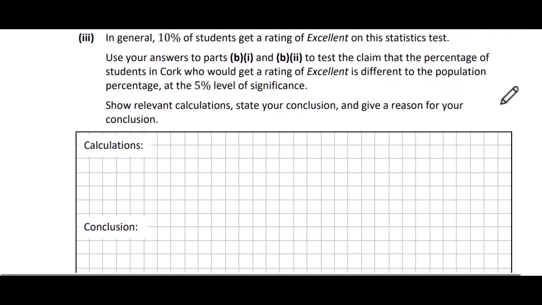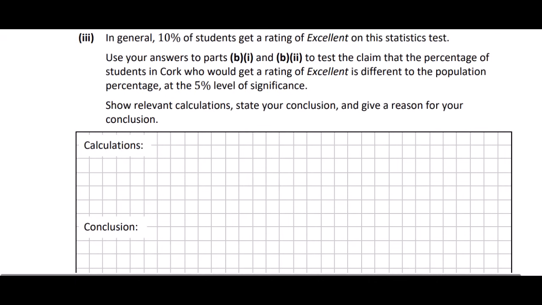Okay, next one then. In general, 10% of students get a rating of excellent on this statistics test. Use your answer to part B 1 and 2 to test the claim that the percentage of students in Cork who would get a rating of excellent is different to the population percentage at a 5% level of significance. Show the relevant calculations, state your conclusion, and give a reason for your conclusion. So this is basically a hypothesis test.